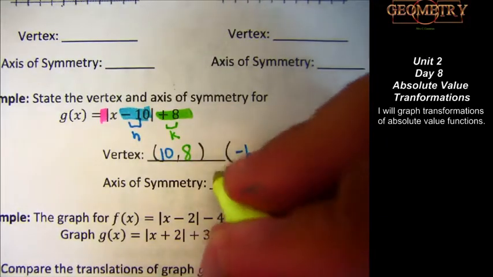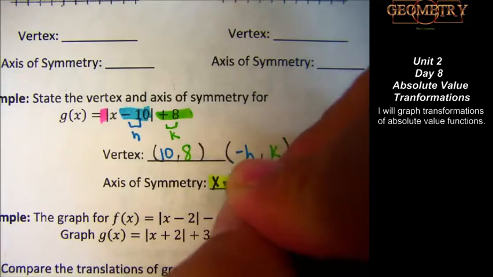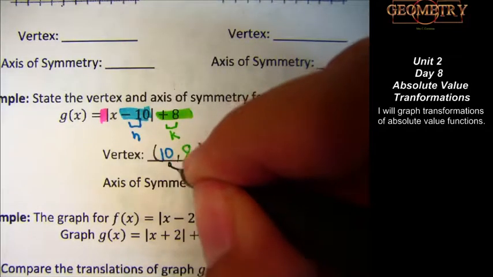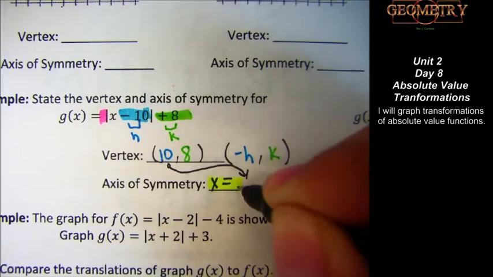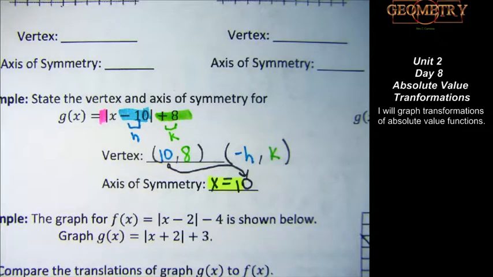Next thing up is the axis of symmetry. Please remember, axis of symmetry is a vertical line, so it is always x equals something. And I heard someone say 10 because she looked at the x coordinate of the vertex, and that's exactly where the axis of symmetry lies.